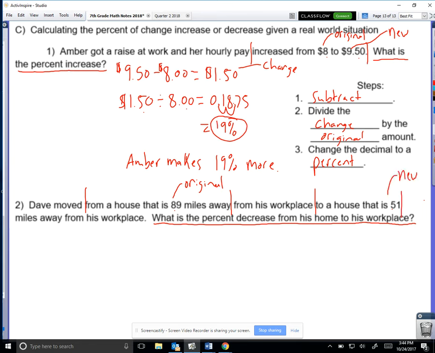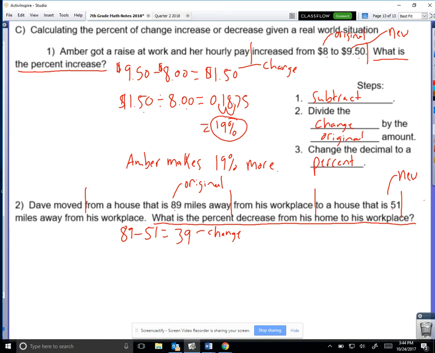Since we've got those numbers labeled, let's go through our steps. Step number 1, we're going to subtract. We're going to take 89 minus 51. And when I do that, that's going to give me 38, and that is our change. That's how many miles changed from his old house to his new house.